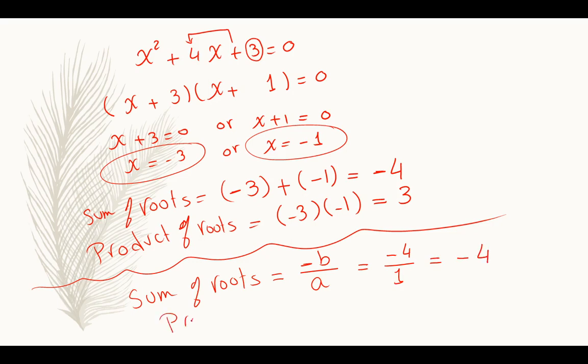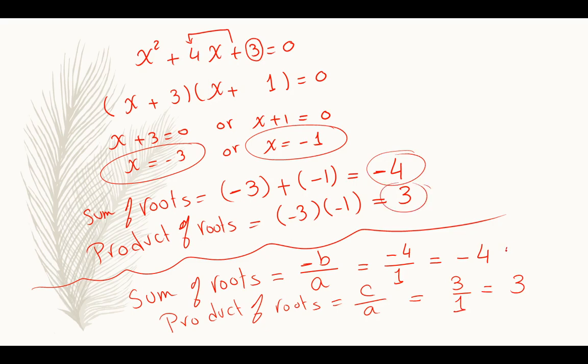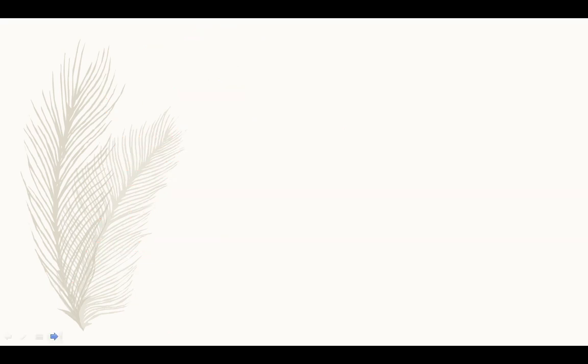And the product of roots is given by the rule c over a. Here the absolute term is 3 and the coefficient of x squared equals 1. So this is 3 over 1, which is equal to 3. The same answers, okay? But here, directly by using the shortcut, by using the rules negative b over a and the product of the two roots equals c over a. Okay, let's go to another example.